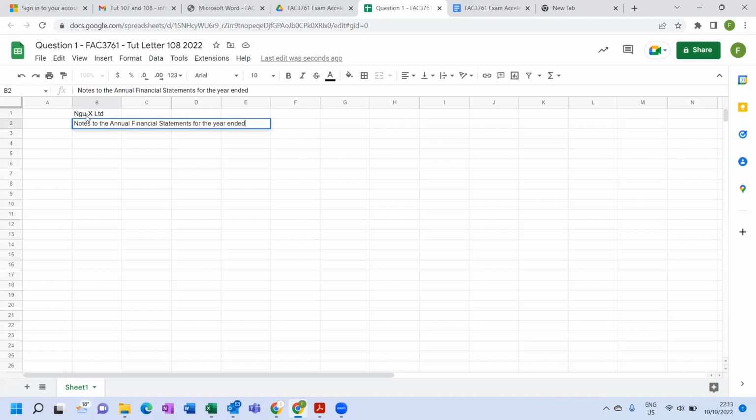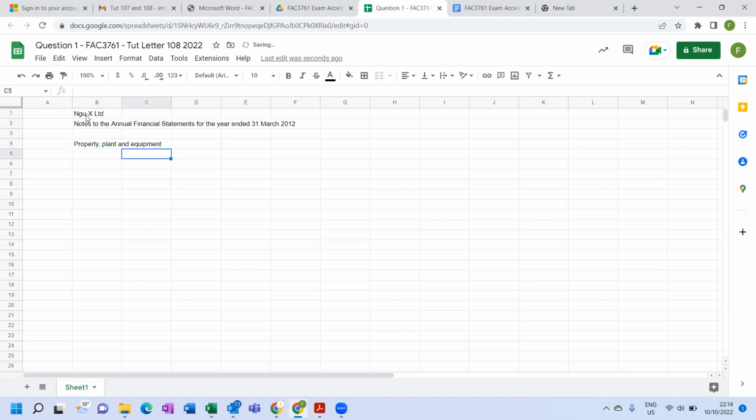Okay, so it's number 1, company name. Number 2, the statement name. So notes of the annual financial statements for the year ended. And then number 3, you put in the date, 31 March 2012. So it's always 3 things: company name, statement name, and date. Then we want the property, plant, and equipment. So that's that note.